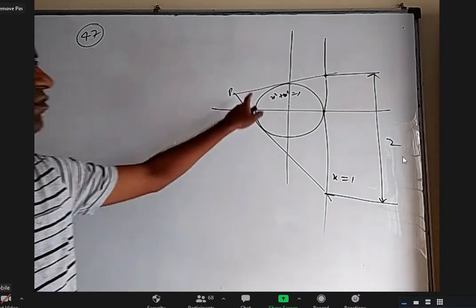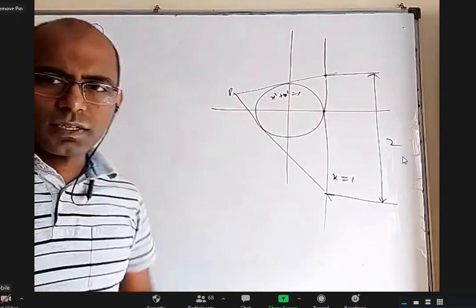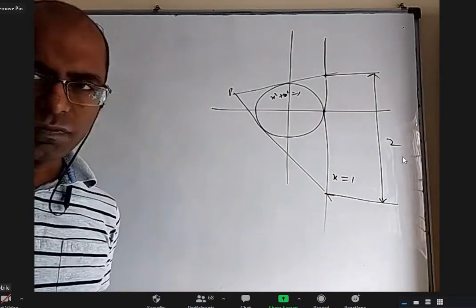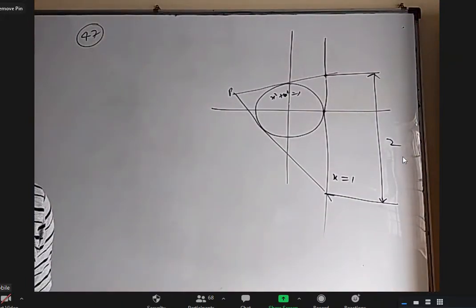But the m for this tangent and the m for this tangent are different. You cannot combine them. Understand, right? You can just modify your solution. Nothing is wrong, just a little modification.